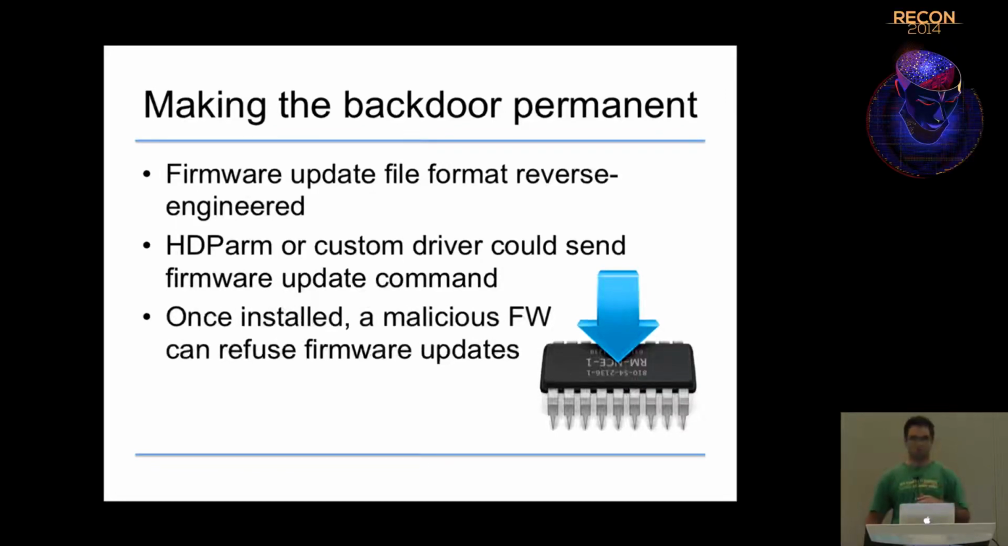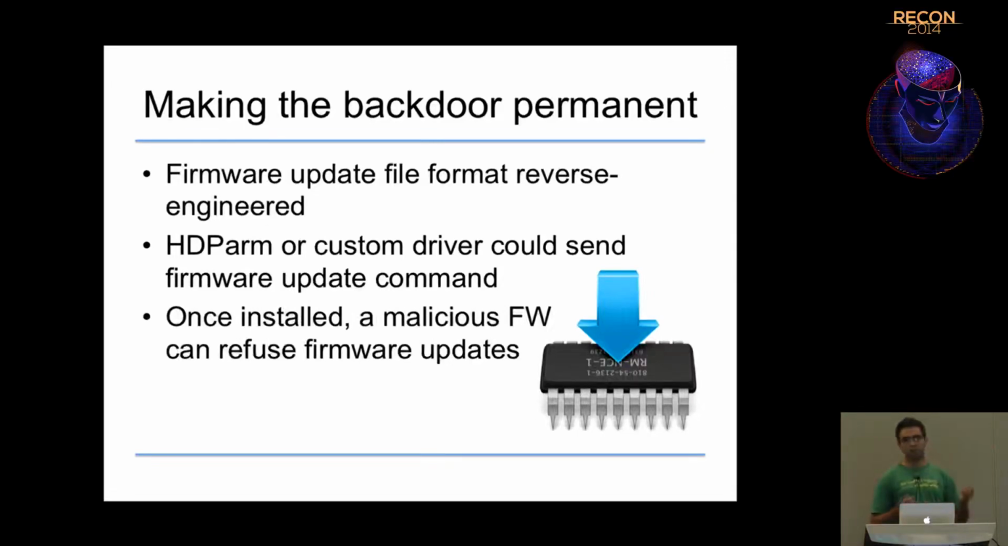Now I've done some more reversing work, and I'm pretty sure I can put the backdoor permanently in the hard drive. If you run on a PC, you can also use programs like HDParm to actually program the drive while the PC is running. So you don't even need to have a shutdown cycle to program the drive. And once the firmware is installed, it can handle firmware updates when you try to update next time and stay permanent.